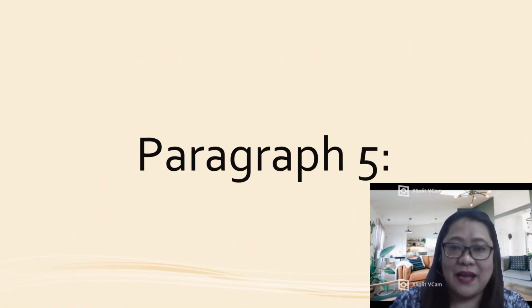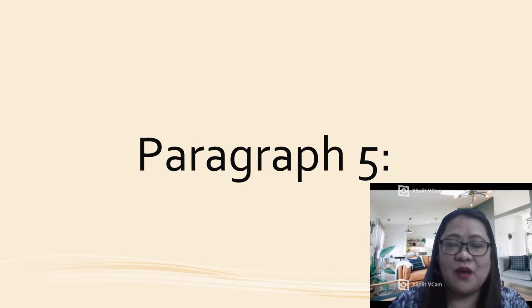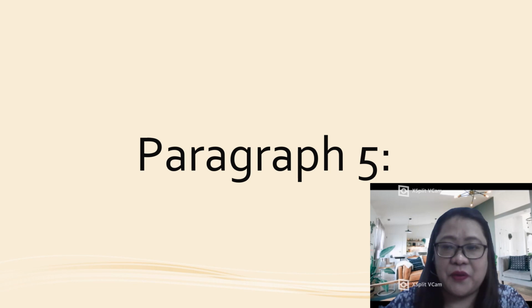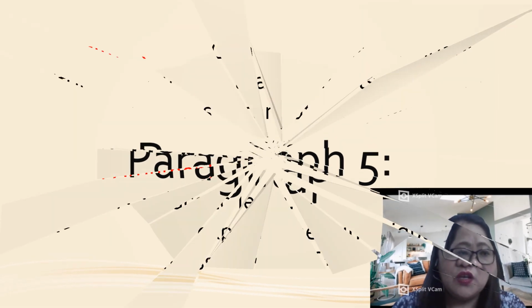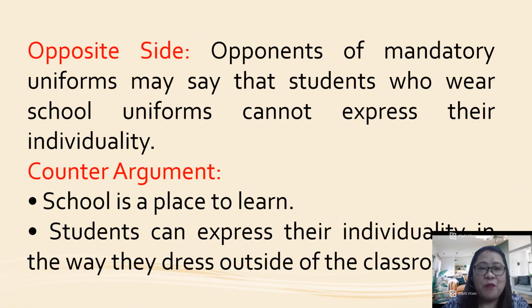Now let us have paragraph number 5. This paragraph deals with your counter-argument and your refute. So for your opposite side, opponents of mandatory uniforms may say that students who wear school uniforms cannot express their individuality. And for your counter-argument, school is a place to learn, and students can express their individuality in the way they dress outside of the classroom.